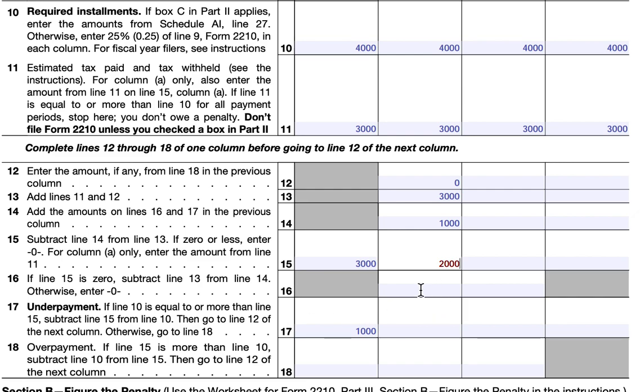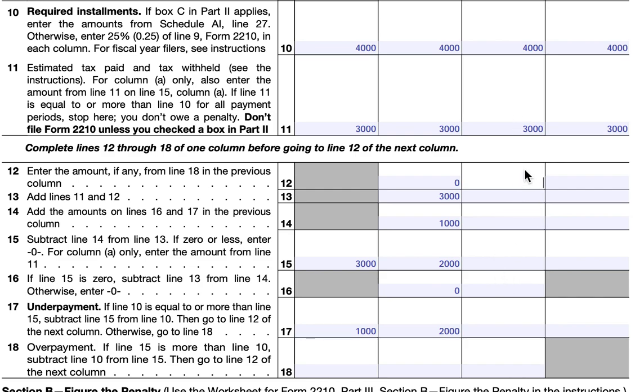If line 15 is 0, you're going to subtract line 13 from line 14, otherwise you enter 0. So your underpayment, if line 10 is equal to or more than line 15, you're going to subtract line 15 from line 10. Then you're going to go to line 12 of the next column. So basically, you're going to subtract your $2,000 from the $4,000 up here. That gives you now a $2,000 underpayment. You're going to go to the top of this column and you're going to do the same thing over and over again for the rest of the quarters.